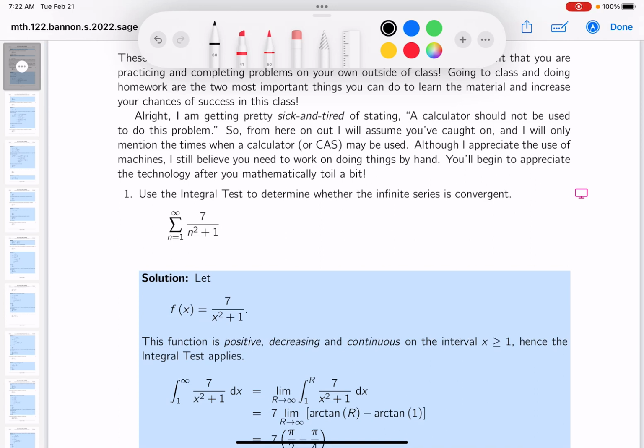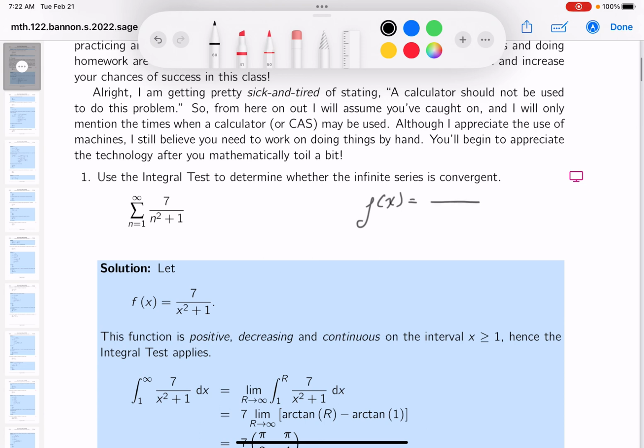Okay, they want us to use the integral test on this, and what I'm going to do is write down a function, and the function I'm going to write down is f of x equals 7 over x squared plus 1. I want to do a continuous function, and we're using the integral test. So this is continuous, it's positive, and it's a decreasing function on the interval from 1 to infinity.